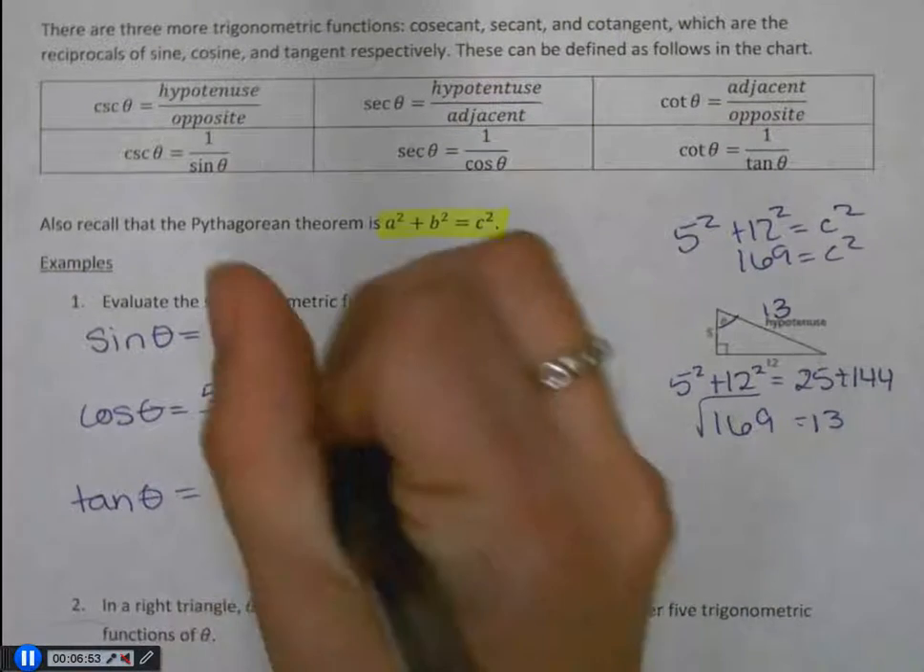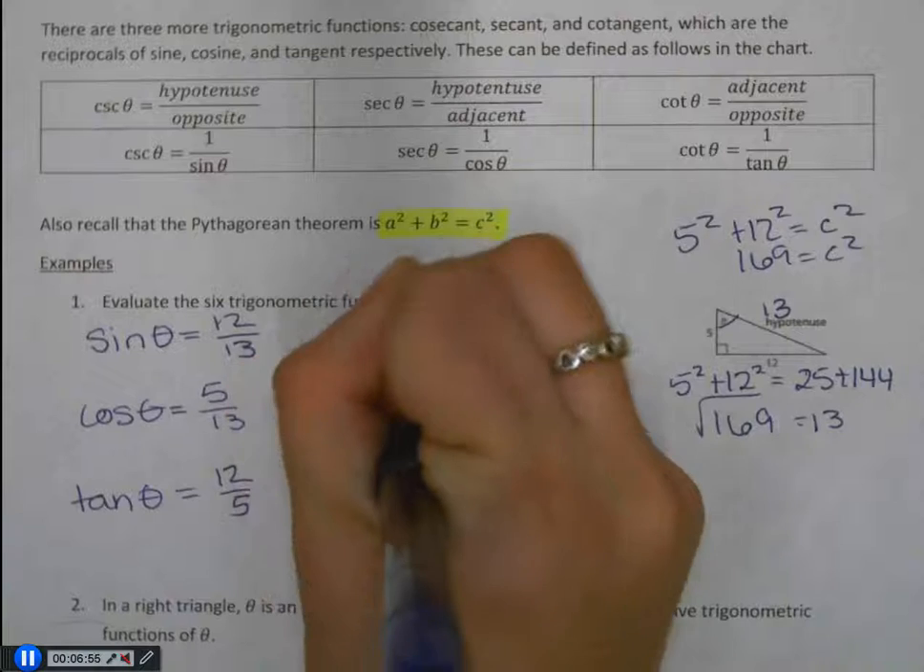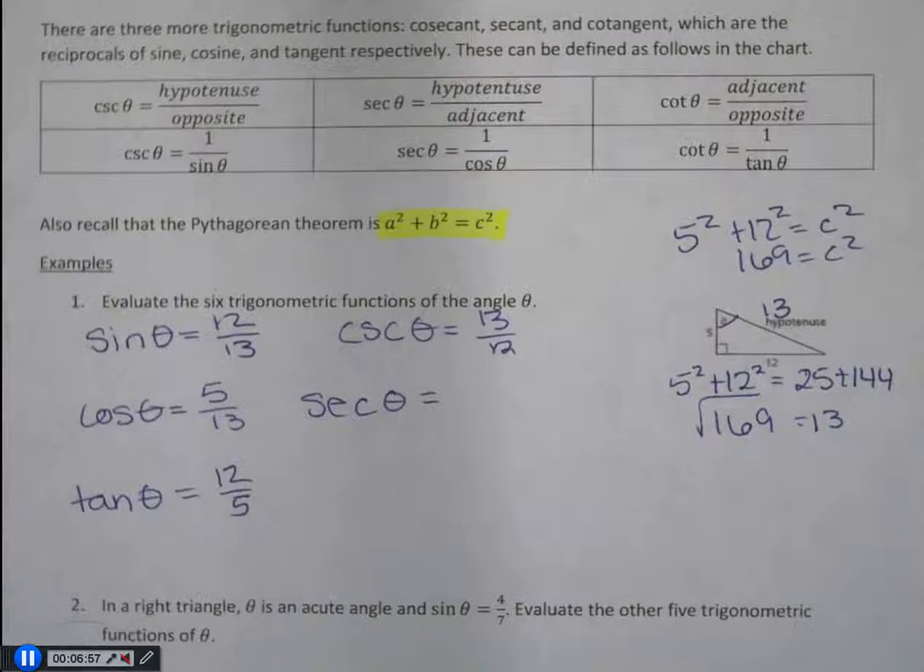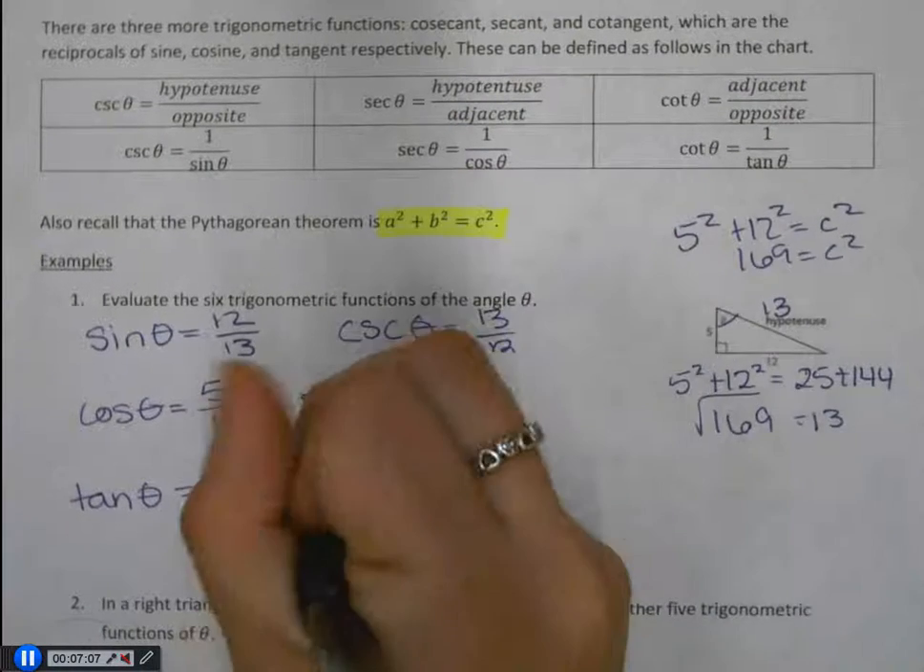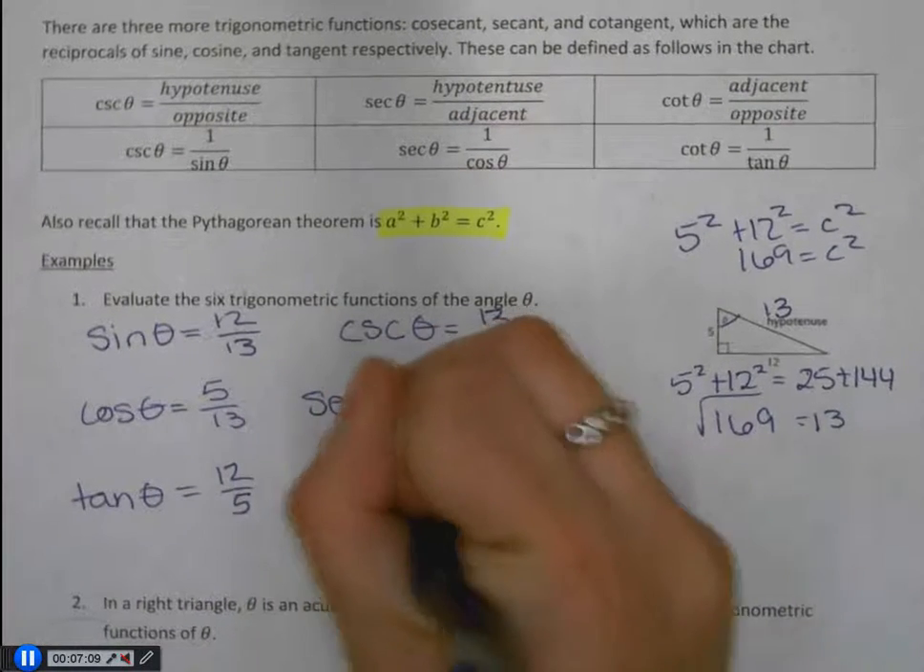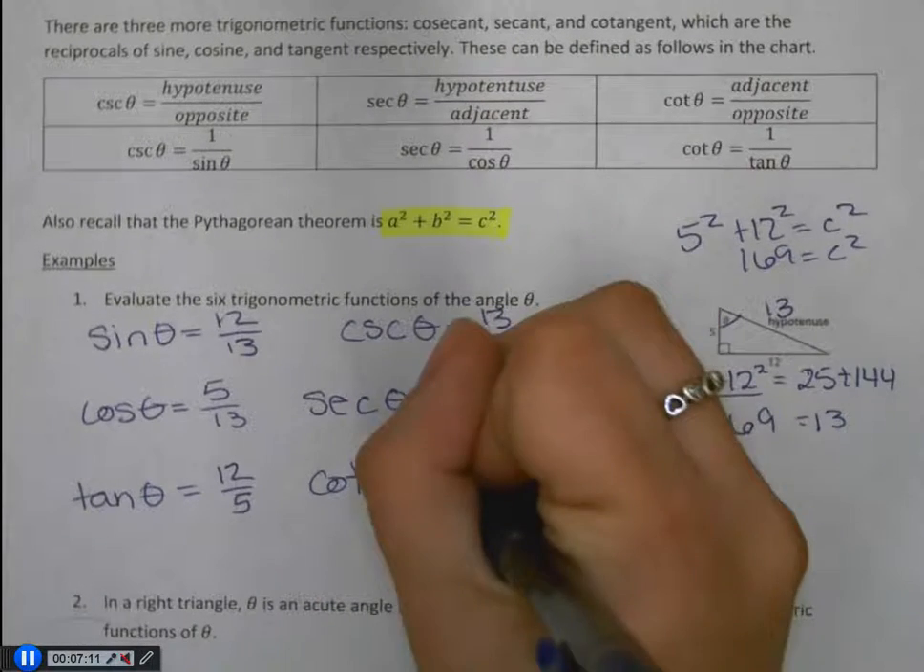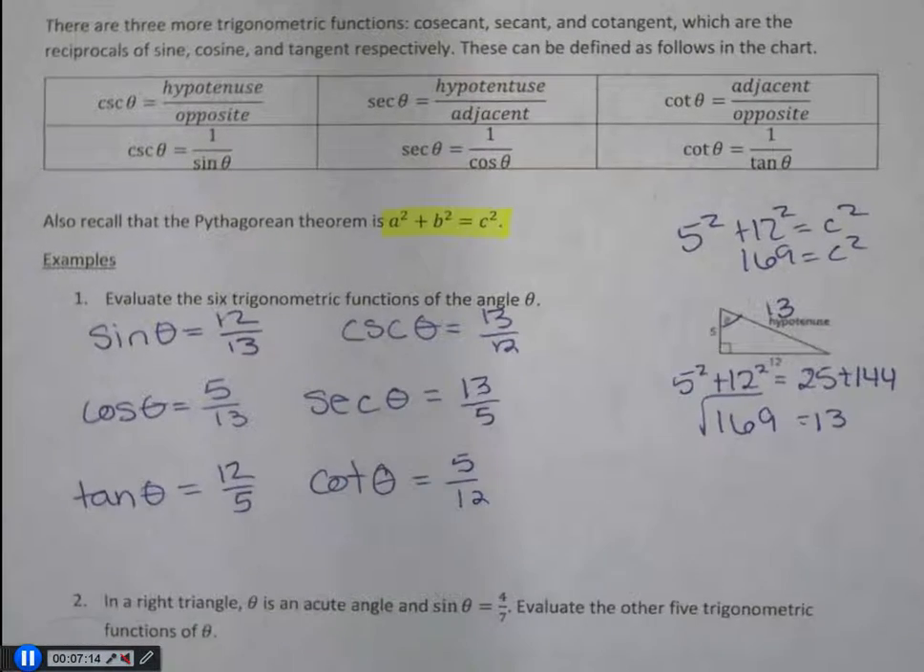Okay, then I have secant, which is the opposite of cosine. So, 13 over 5. And then cotangent is the opposite of tangent, so that would be 5 over 12. Questions on number 1? That's it. That's just saying flip the fraction. It was 2 different ways of writing the same thing, remember?